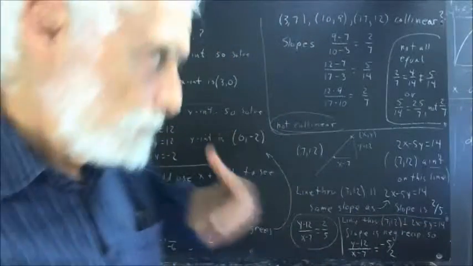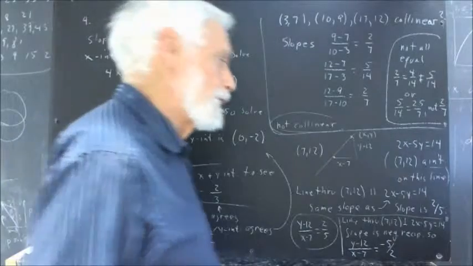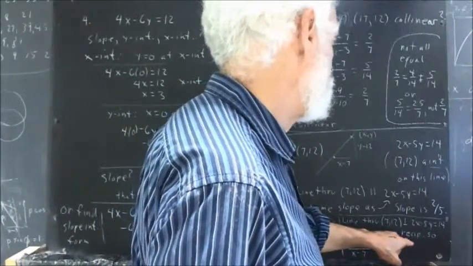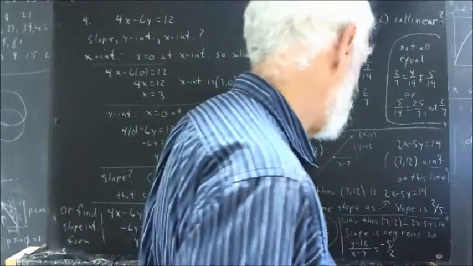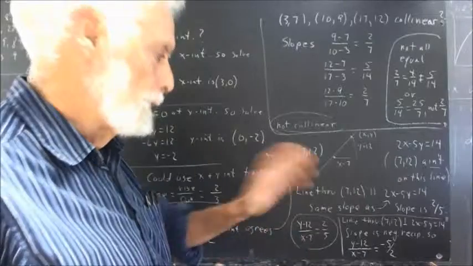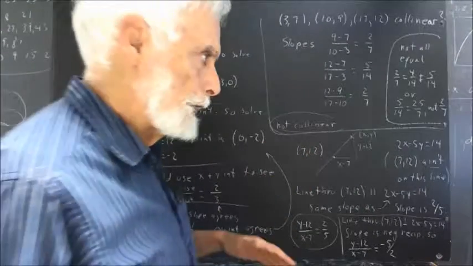Now, we want a line through (7, 12) that's perpendicular to the line 2x minus 5y equals 14. Now, we haven't justified this. I'm simply asserting the slope will be the negative reciprocal of the slope of this line. The slope of a perpendicular line is the negative reciprocal of the slope of the original line. And that's really not too hard to see.